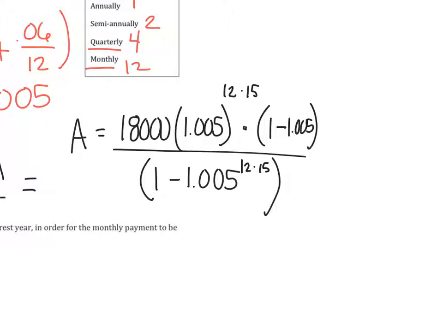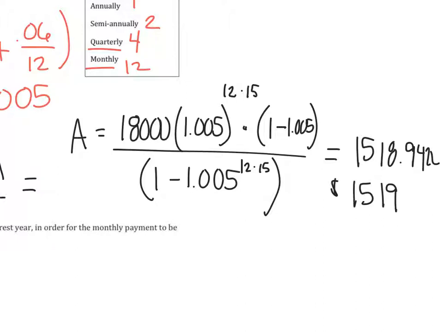If you're one of the few with the 83, I highly suggest typing in the top, writing your answer down, typing in the bottom, writing your answer down, and dividing separately. But if you have the 84, use that fraction tool and just carefully type that in, alpha y equals numerator, denominator, and hopefully you're getting 1518.9422. Again, if you're not trying it on your own, you're only hurting yourself. I believe it said to the nearest dollar, so I'm going to say $1,519 is my monthly mortgage payment.